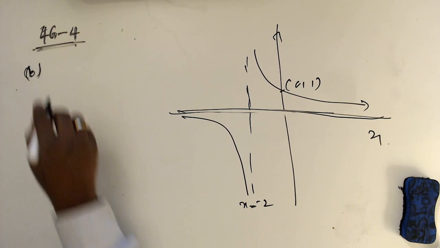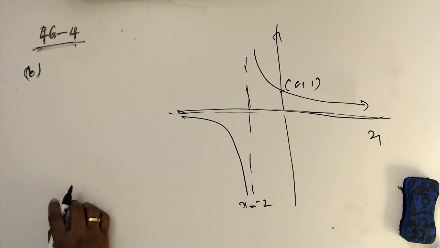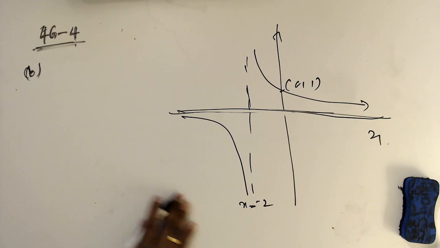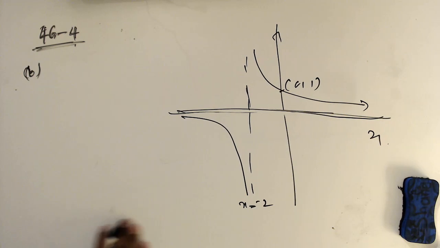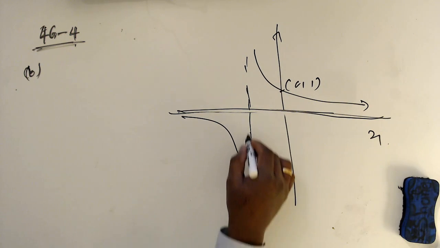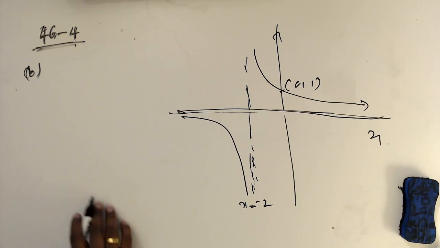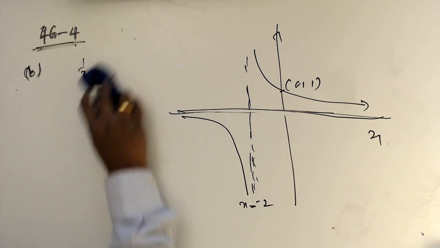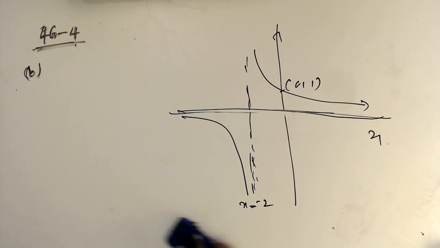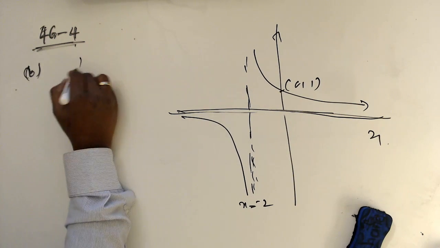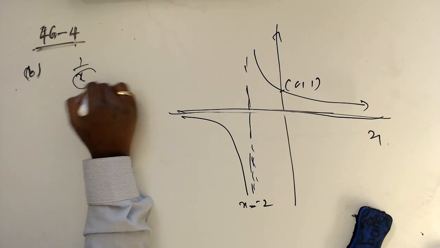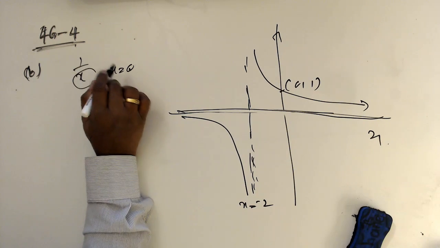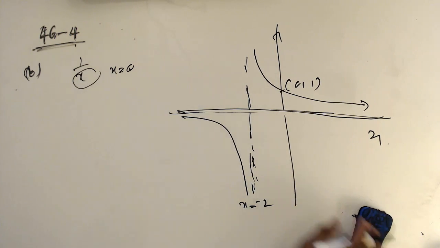We'll discuss part B now. Suggest a possible equation for f(x). First of all, this graph type is 1 over x in general, and if it is 1 over x, then the asymptote is x equals 0. I discussed what asymptote means.